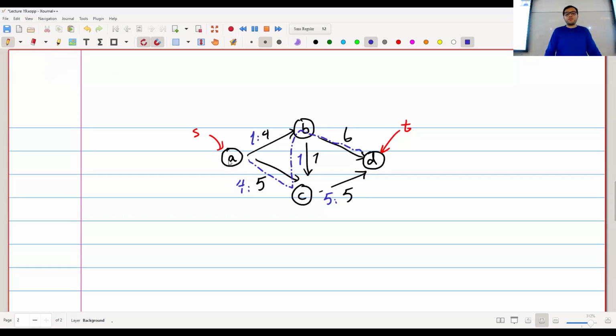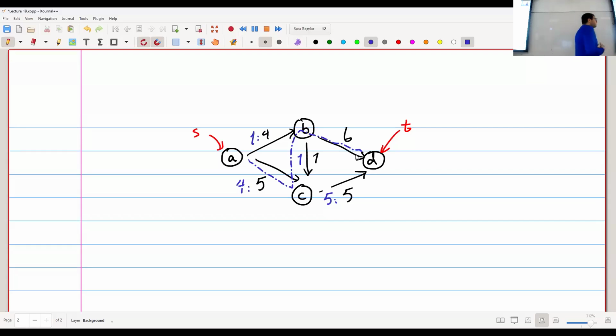So what does it mean to send a unit of flow along this path? It means that I want to send 1 unit from A to C. And I can do that because I have the capacity here, right? And then I want to send 1 unit from C to B. But I was already sending 1 unit from B to C. I can just cancel that, right? That's equivalent to sending 1 unit of flow from C to B, right? And then I can send 1 unit of flow from B to D.